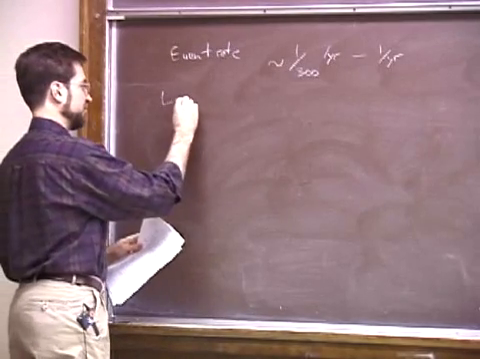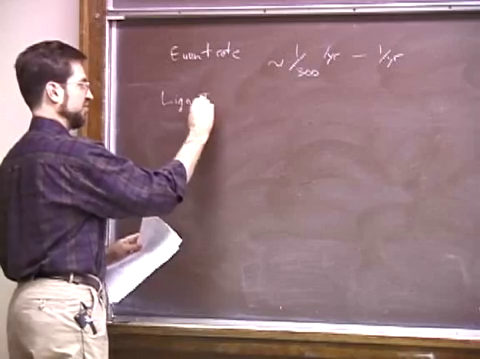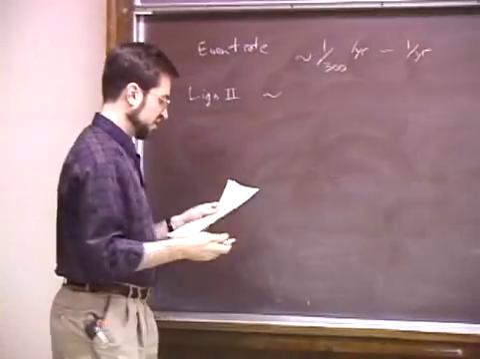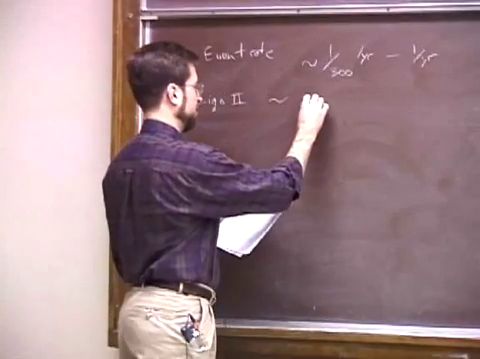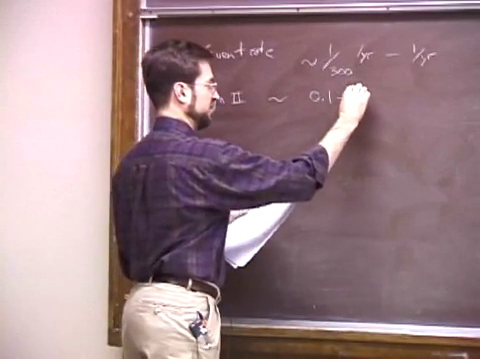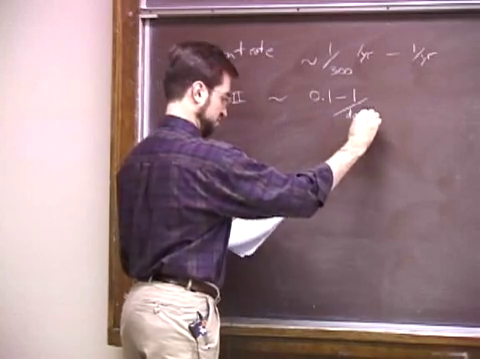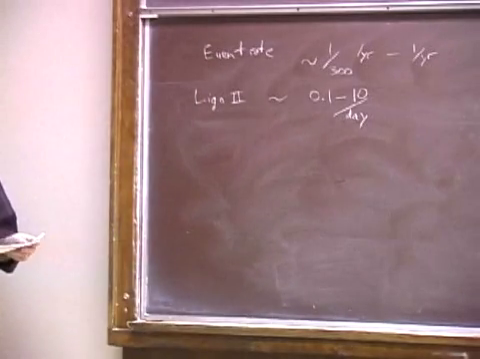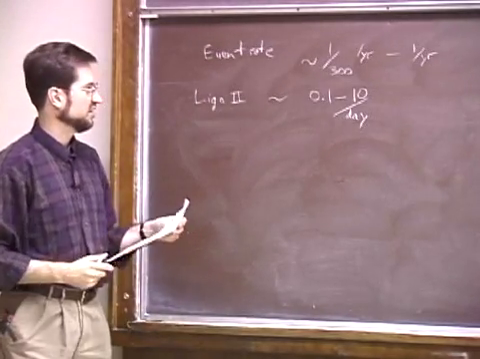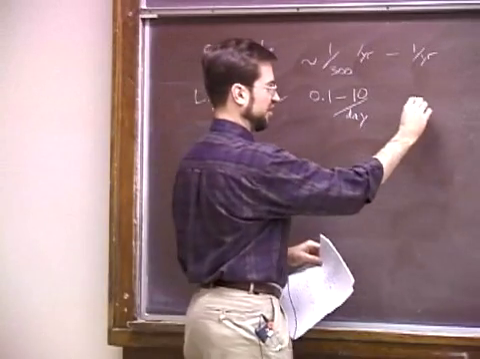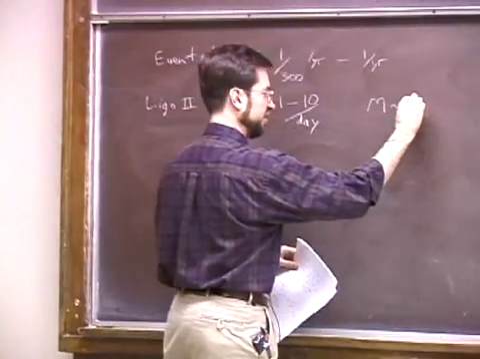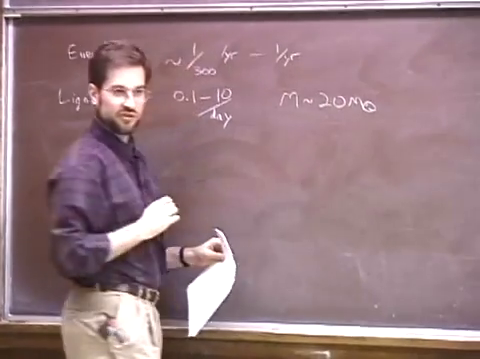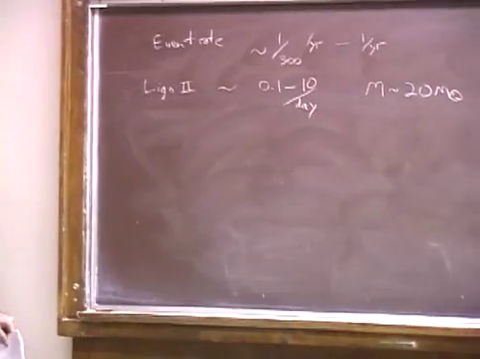For LIGO 2, for advanced LIGO, we're going to do much better. We're hoping to see a lot of these things. So for LIGO 2, the event rate is something like 0.1 to 10 per day. And now again, here I'm talking about a total mass that's roughly 20 solar masses. So these are stellar mass black holes that I'm talking about here for LIGO 2.